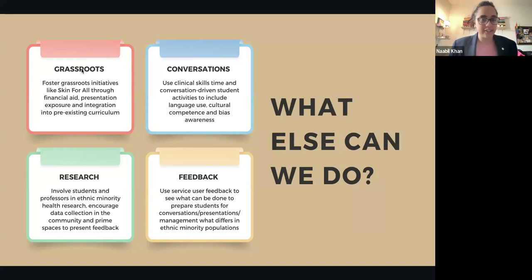And then we've got research. I think it's really important that we involve students and professors in ethnic minority health research and encourage data collection in the community. And I think it creates a perfect space for feedback as well, not only from that community, but from students as well, around how much they get involved in research and how much data collection is included in the curriculum and how much they can actually make a change through these studies and through these papers.